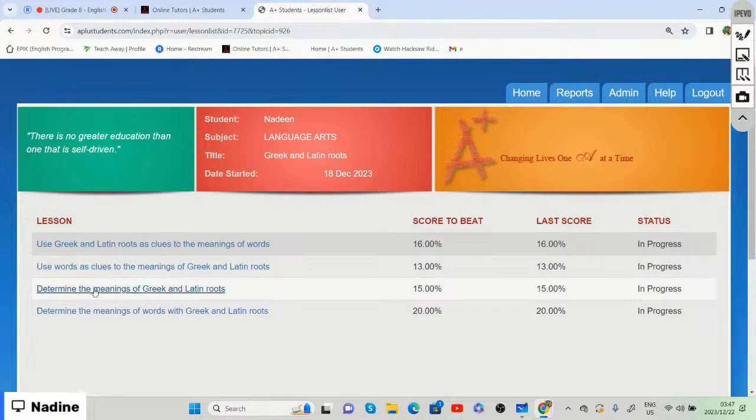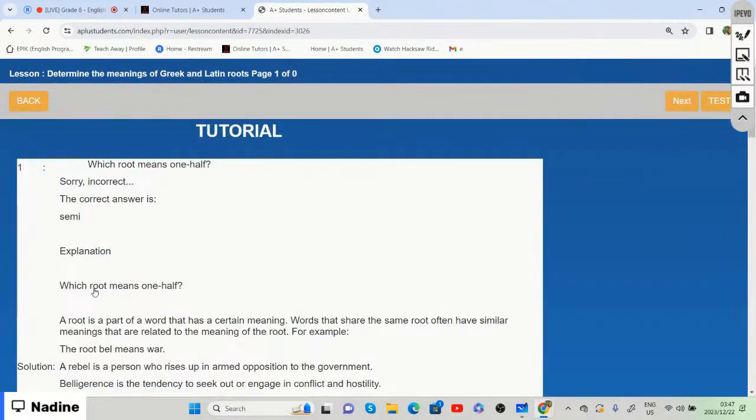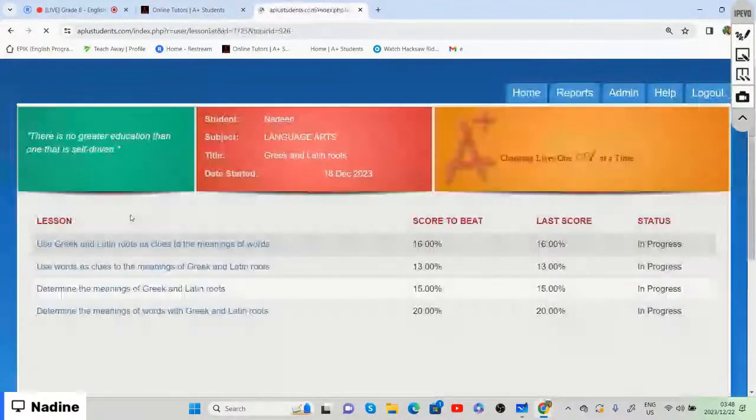All right, so we basically said that a root word is a part of a word that has a certain meaning. And words that share the same root often have similar meanings that are related to the meaning of the root. So this is now the end of our lesson, grade 8 on Greek and Latin roots.